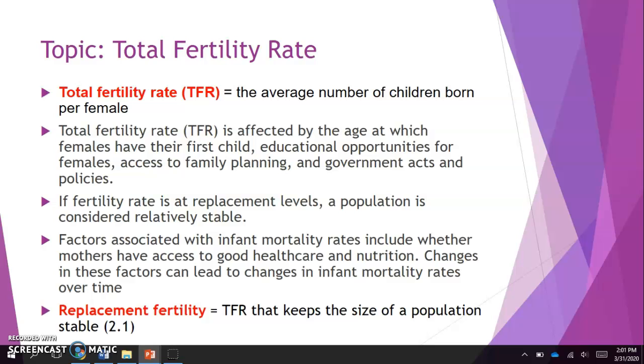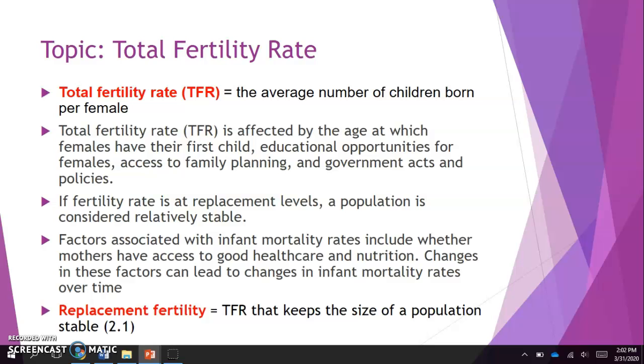If your fertility rate is at replacement levels, a population is considered relatively stable, and that's what we saw in our population pyramids. It was the third one from the left. Factors associated with infant mortality rates include whether mothers have access to good health care and nutrition. Changes in these factors can lead to changes in infant mortality rates over time. So typically in developing countries, there are a lot of children being born because there's no access to healthcare or contraceptives. But also, if there's no access to good nutrition and healthcare, we also see a higher instance of infant mortality.